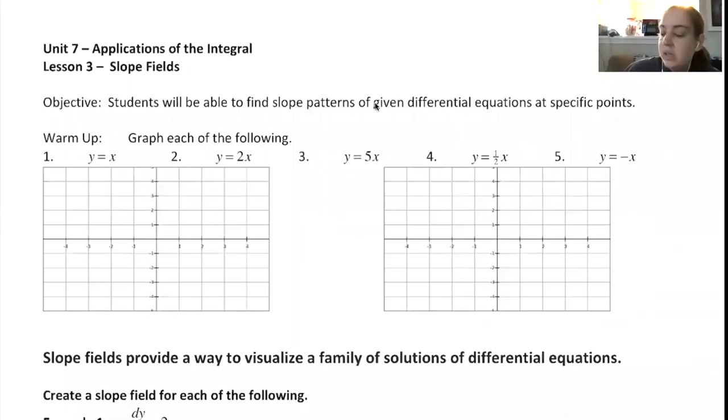We are continuing with Unit 7 today, applications of the integral, and today we are looking at slope fields, which is lesson 3. So students will be able to find slope patterns of given differential equations at specific points. Now, before we get into that and what a slope field looks like, let's just remember how to graph lines. I know that's been a long time ago.